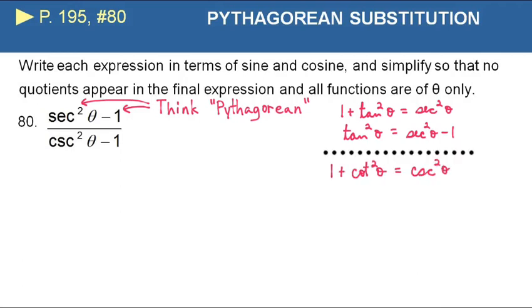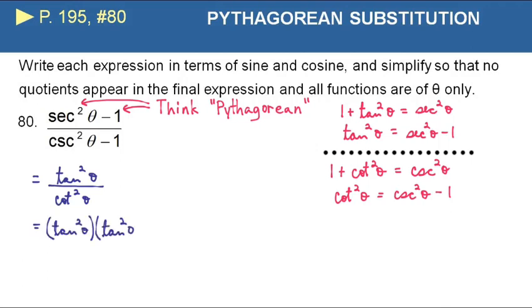And the same thing for the bottom. If we take 1 plus cotangent squared equals cosecant squared, but we subtract 1 from both sides, we get cotangent squared equals cosecant squared minus 1. Then we can say secant squared minus 1 is equal to tangent squared, and cosecant squared minus 1 is equal to cotangent squared. And now, using a reciprocal identity, we can say that cotangent in the bottom is equal to having tangent in the top. So tangent squared divided by cotangent squared becomes tangent squared times tangent squared, which is tangent to the 4th.